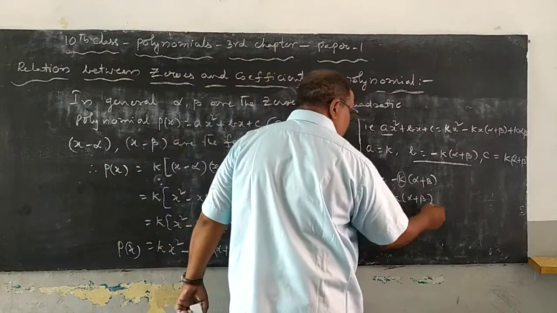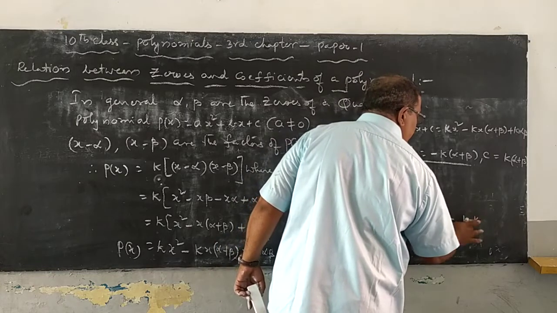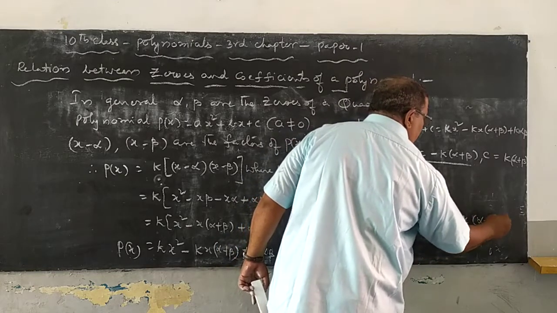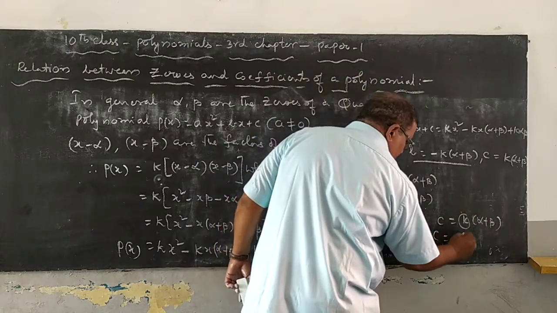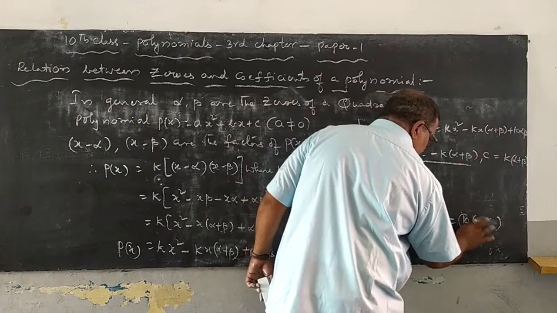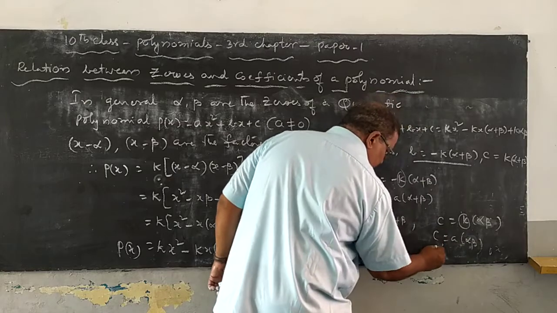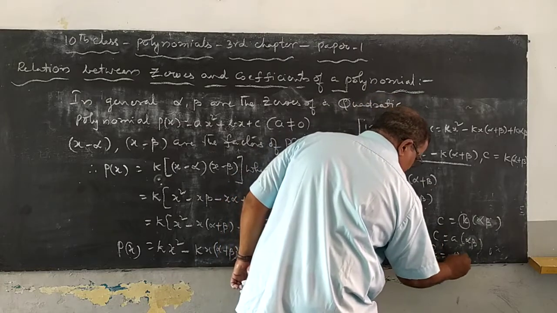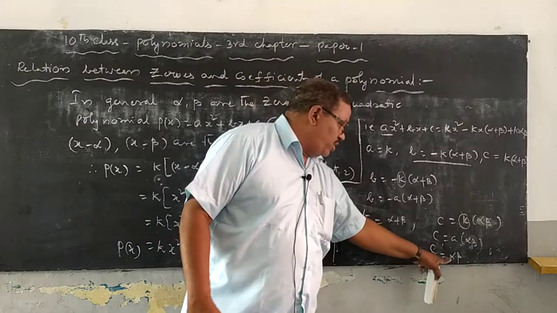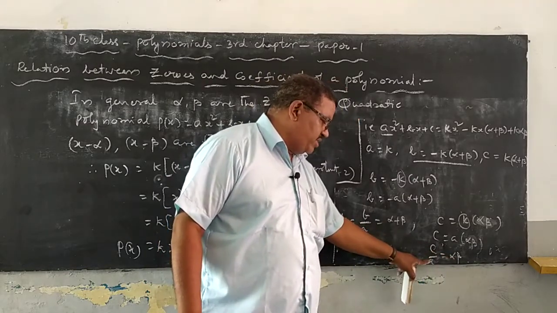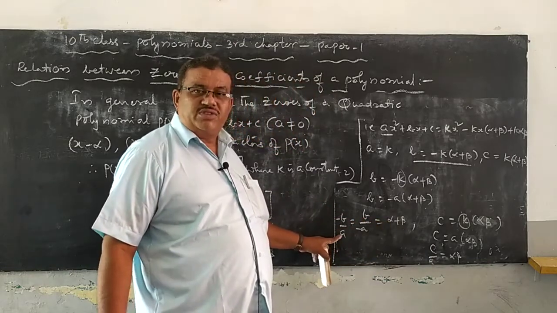In the similar manner, c is equal to k alpha beta. Already you know the k value, a. So c is equal to a into alpha beta. A transposed to here, c by a is equal to alpha beta. What is c? Constant term by coefficient of x square. So product of zeros is constant term by coefficient of x square. Sum of zeros is minus coefficient of x by coefficient of x square.